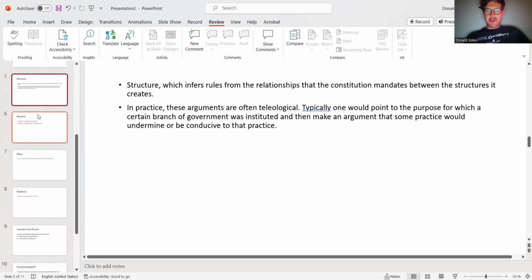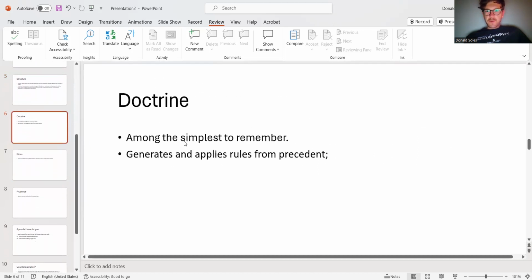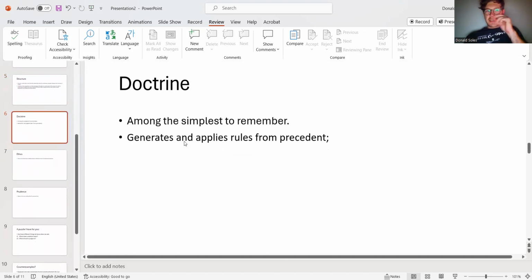While we're powering through these modalities, let's talk about the last three. The fourth modality is really the easiest one to remember. It's called doctrine in the text, but you're all familiar with this. The idea that a case should be decided in accordance with the way the previous cases have been decided.